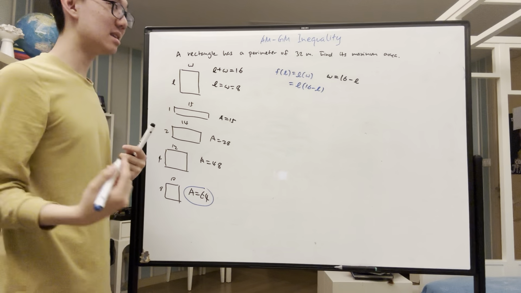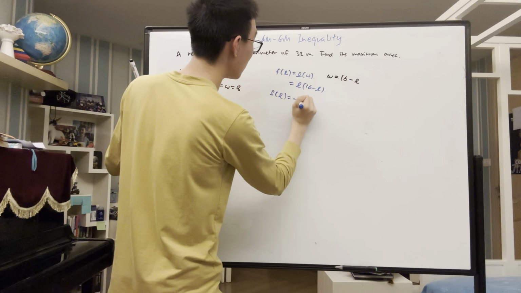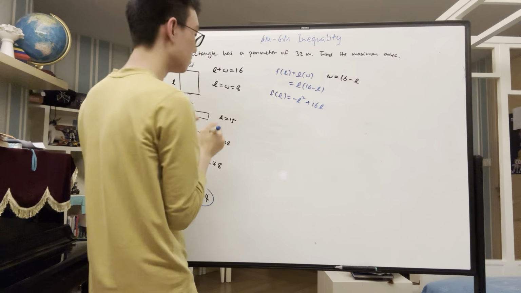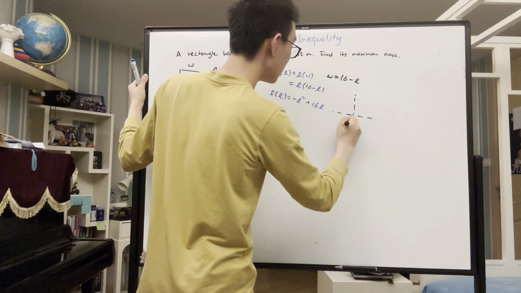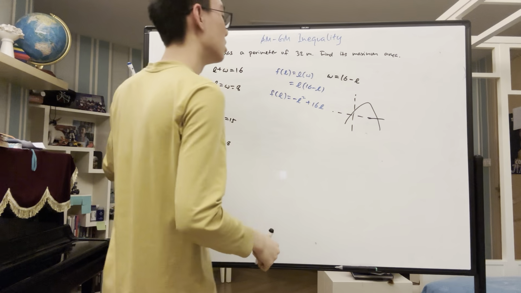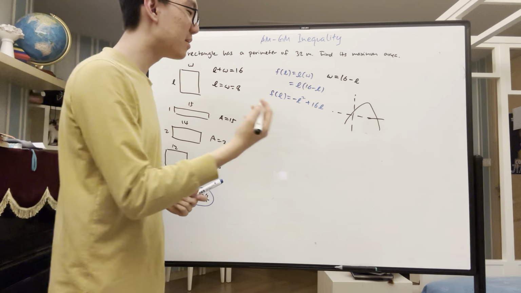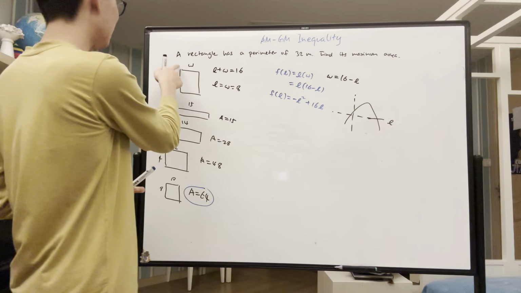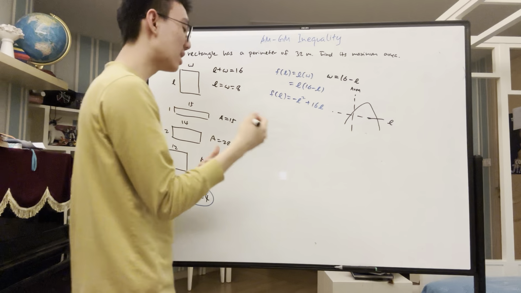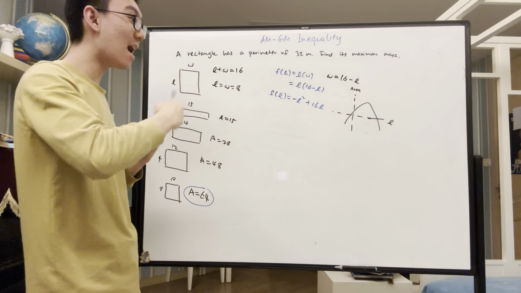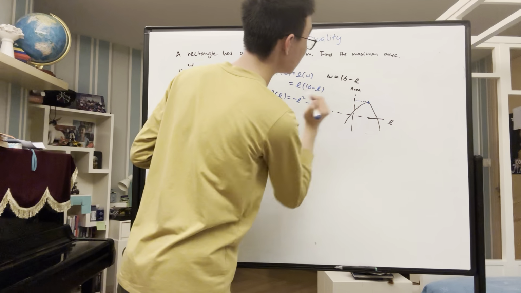And if we were to write this in standard form, we would get f of L is equal to negative L squared plus 16L. If we were to graph this, it would look something like this. Note that this is not to scale, and this is just a rough estimate of what the graph would look like. And the x-axis is the length L, and the y-axis would be the area. So when would the area be maximized? At this vertex point, the area will be maximized because there is the highest value for the area.